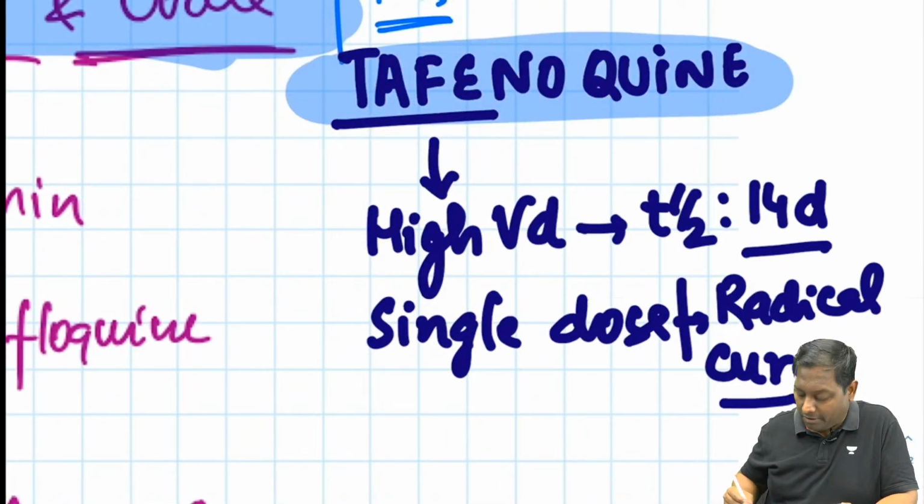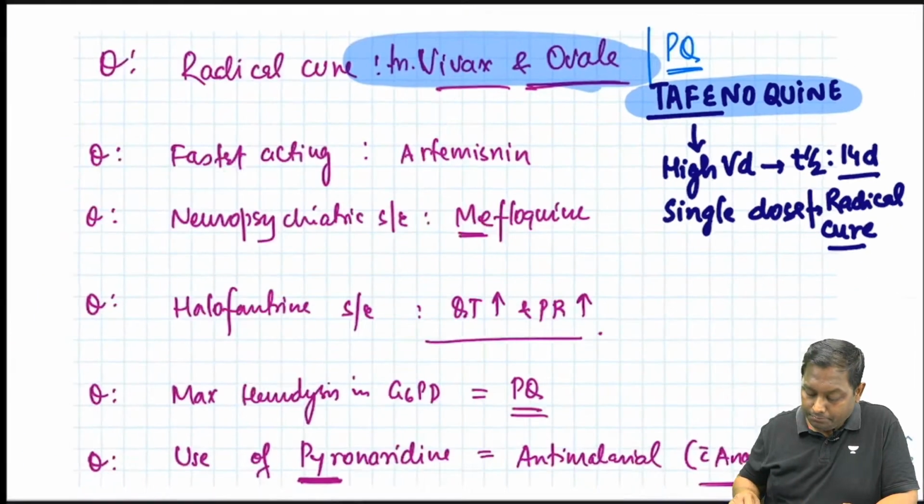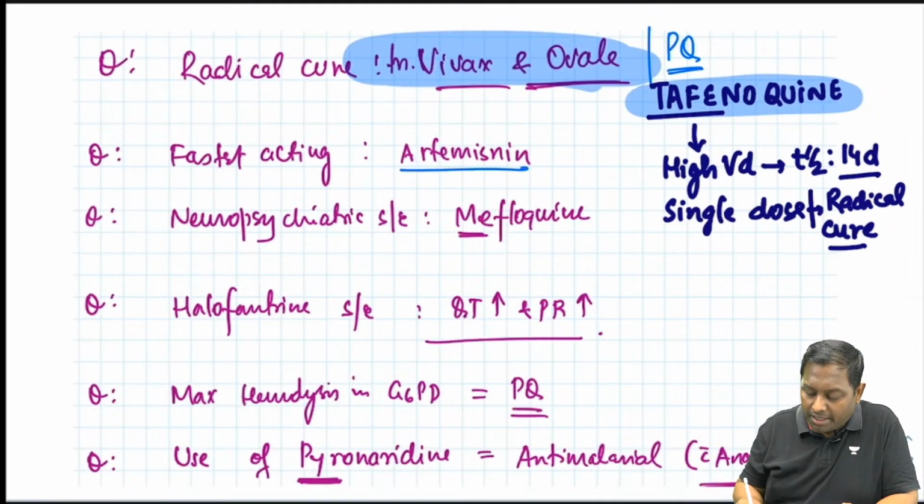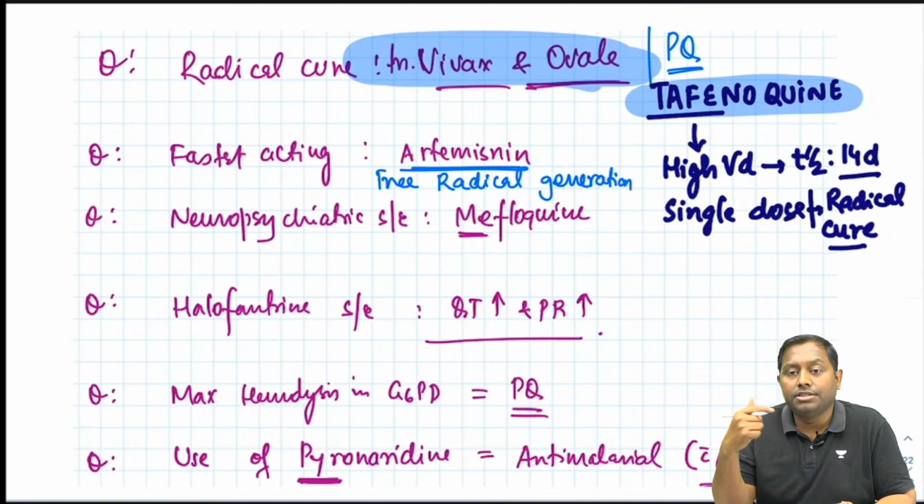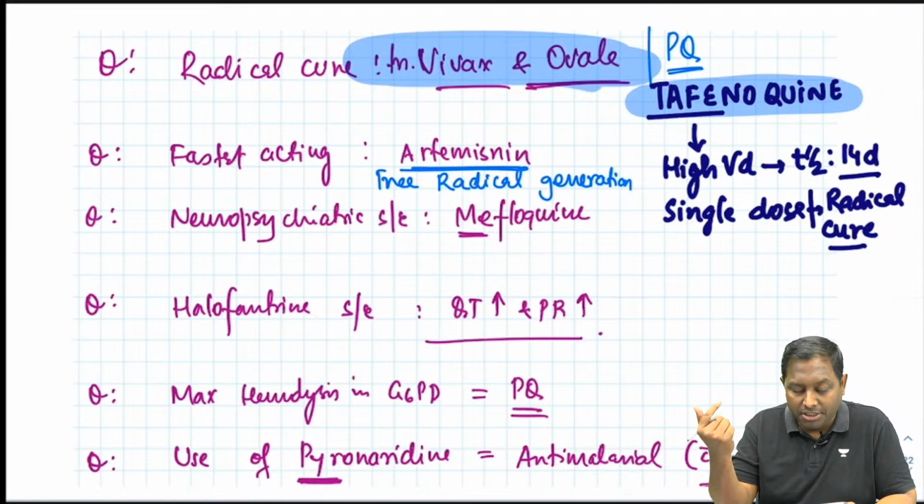It's a conjugate of the primaquine. Fastest acting anti-malarial drug, that is artemisinin, that is acting by free radical generation, right? Free radical generation, artemisinin. Artemisinin, remember, is derived from traditional Chinese medicine, TCM, right? Artemisia tree se derived drug hai ye, theek hai.